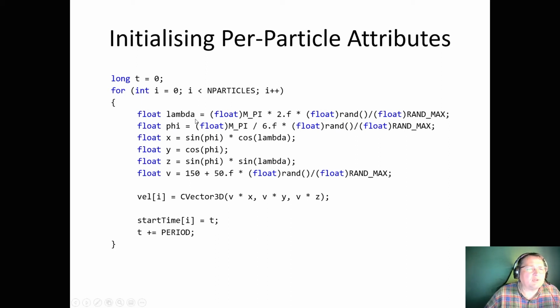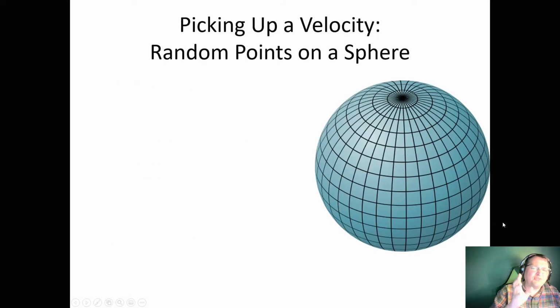First, we calculate something that is called lambda and phi. What is that? I will use a geographical metaphor here. We had various sciences in this module, so today it's time for a little bit of geography. Imagine that our particles are created inside the globe, in the center of the globe. Now what we need to find, in order to create the direction vector for the velocity, is random points on the surface of this sphere.